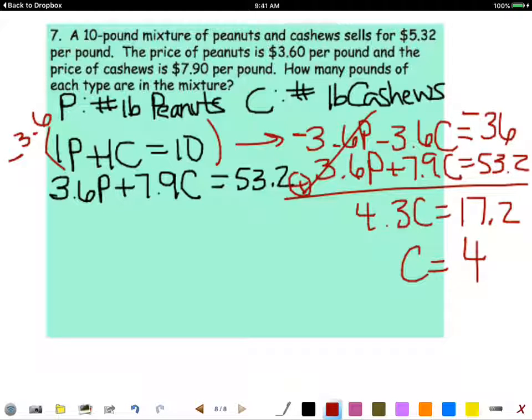Well, this one's kind of easy. If I'm going to have 4 pounds of cashews, how many pounds of peanuts am I going to have? 6, because there's a total of 10 pounds in the mixture, right? So that one finished up pretty quickly. Okay, that's the last one.